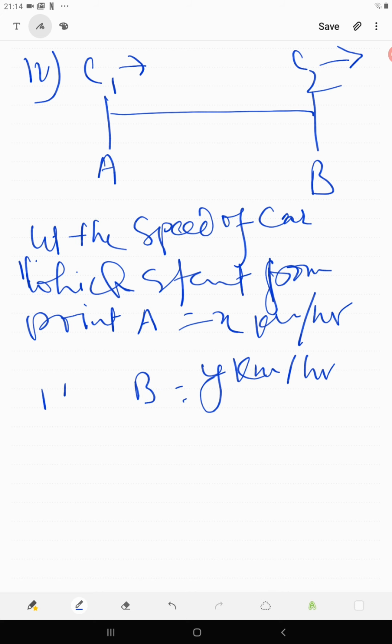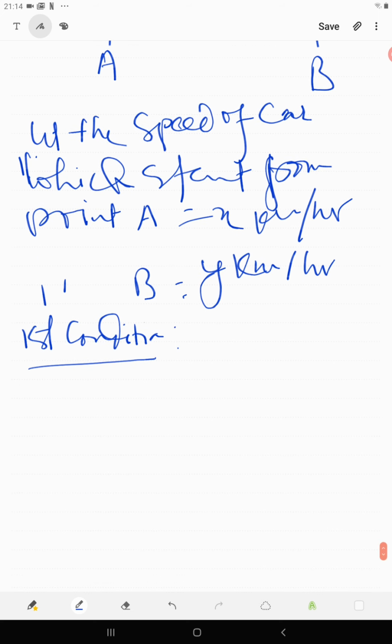The car which starts from point B, same way you need to write, be y kilometer per hour. Okay. So what is the first condition? First condition is, he is meeting after 5 hours, correct? So how much distance will the first car cover in 5 hours?